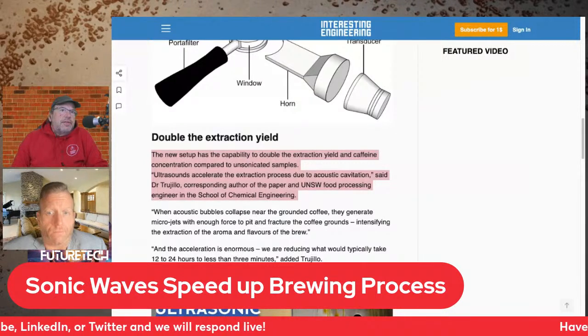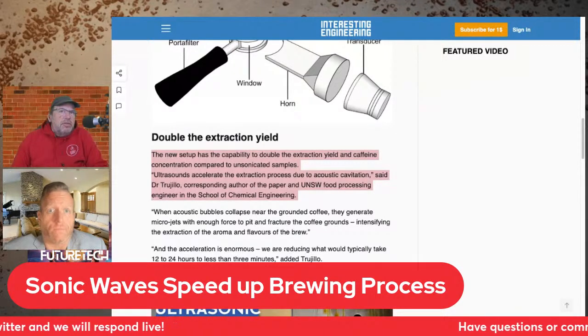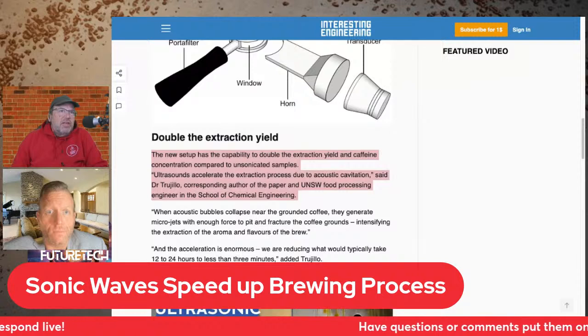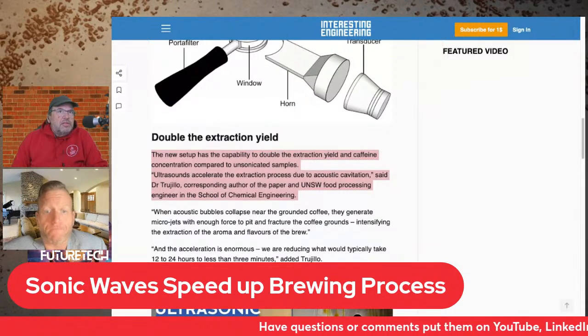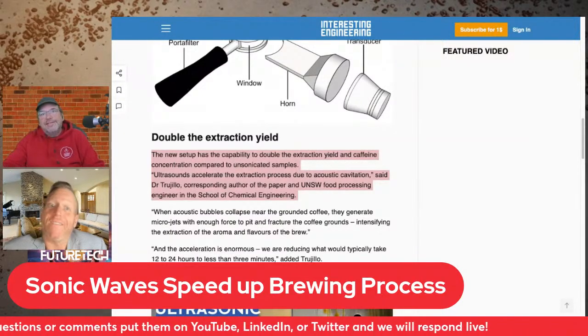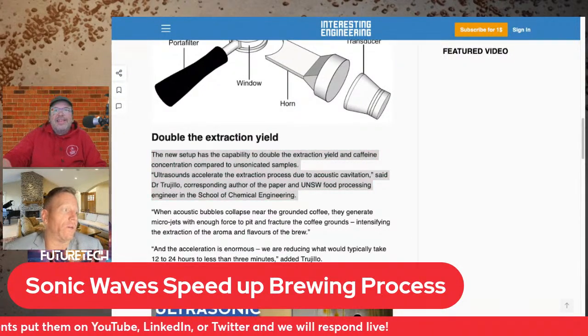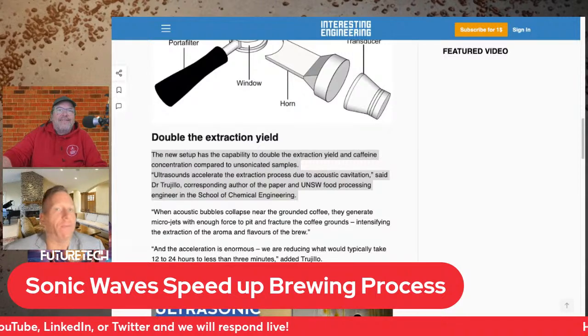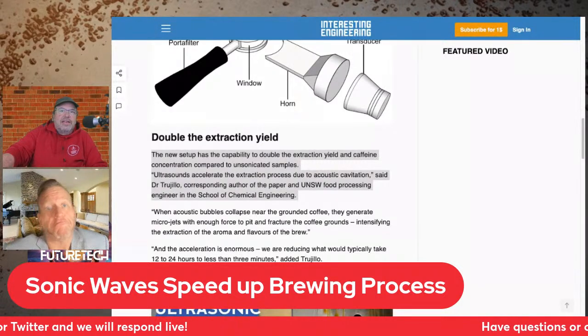And it says here the new setup has the capability to double the extraction yield and caffeine concentration compared to unsonicated samples. That's definitely a plus for some people. Yeah, maybe that's the route they go. So it's a little bit more bitter, but you get more caffeine content out of it.